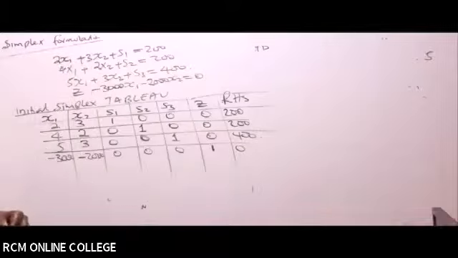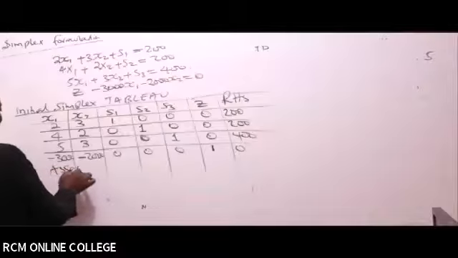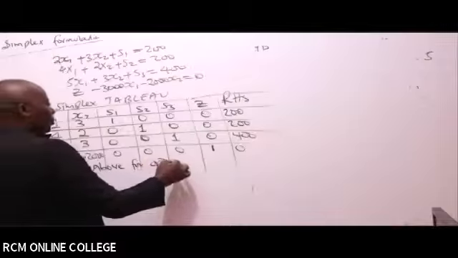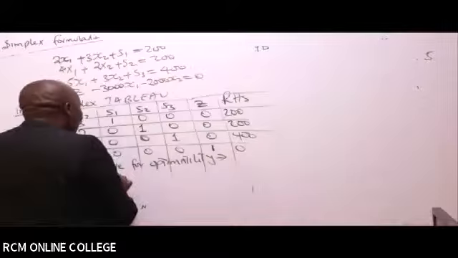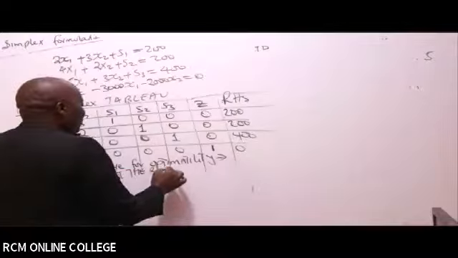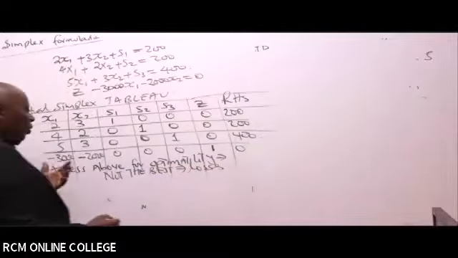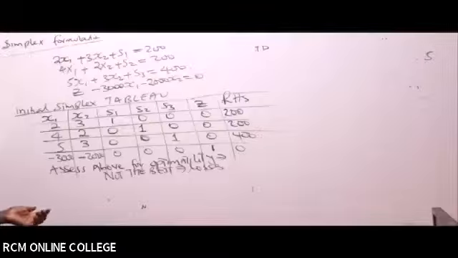We assess this for optimality. Assess the above for optimality. This cannot be the best table simply because we have losses. We have negatives. How can it be the best when I can see losses? So the above table is not optimal. It's not the best. So go ahead and make another table.